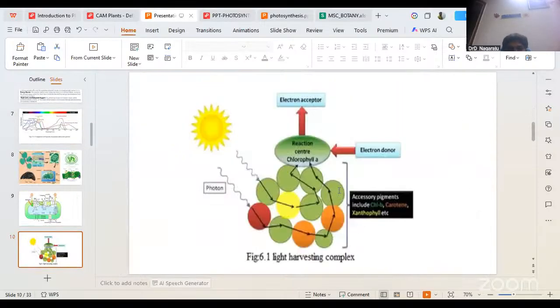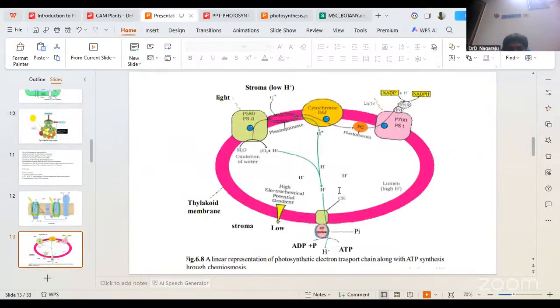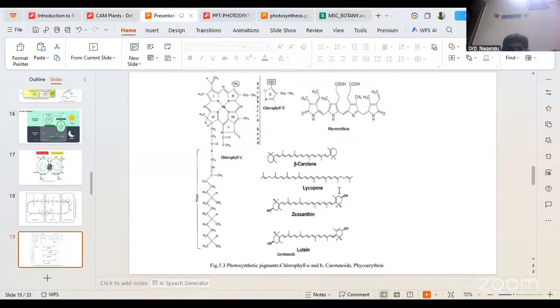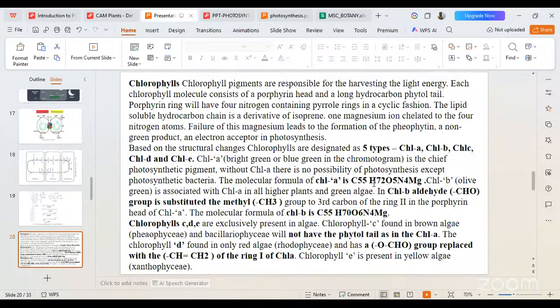Okay, now we have to study the pigments. What are those? Pigments are chlorophyll, carotenoid, and phycobilin. We already studied this one. Chlorophyll A, B, C, D. What is the formula of chlorophyll A? C55, H72, O5, N4, Mg.